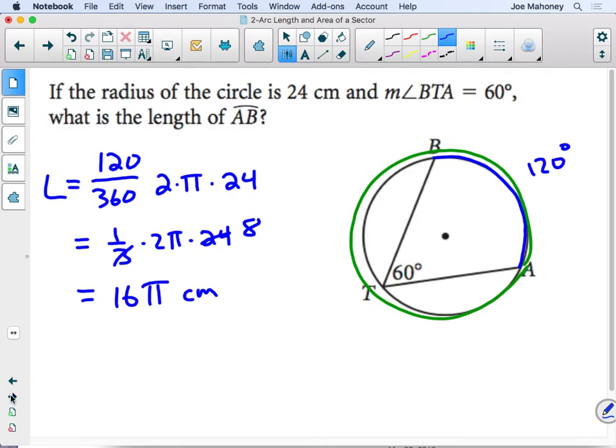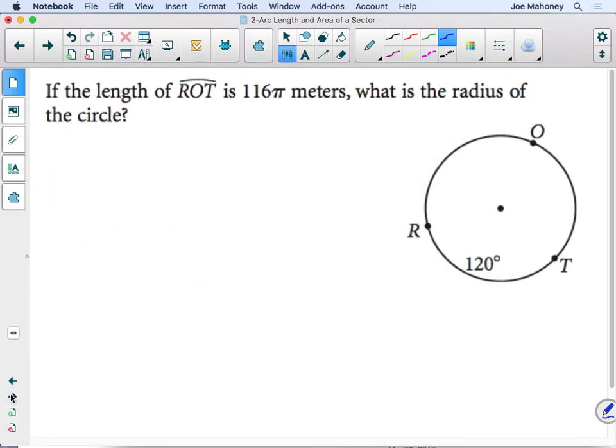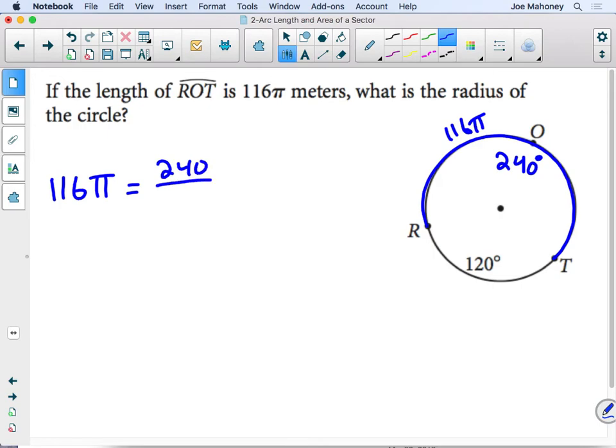Just like we did before, we can go the other way as well. Our last question that we'll do together. The length of arc ROT is 116 pi. Now, also because the minor arc RT is 120, I know that arc is 240 degrees. So what that tells me is that the arc length of 116 pi is 240 over 360ths of the circumference of the circle.